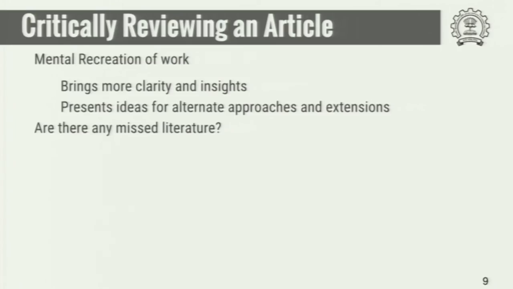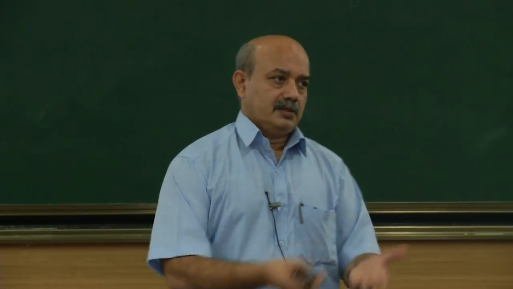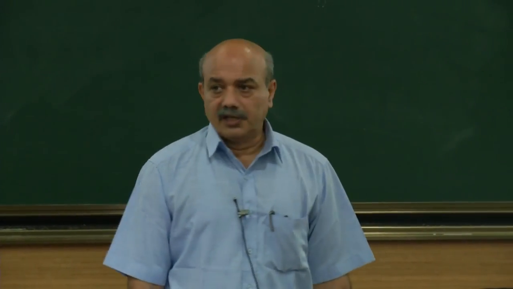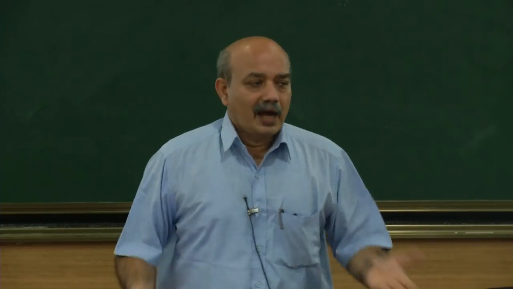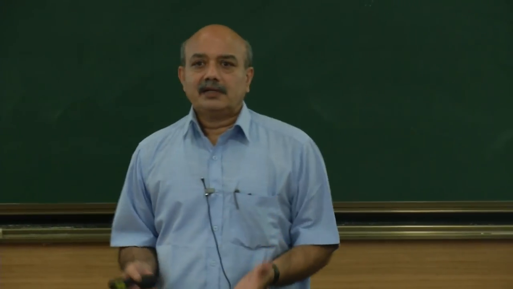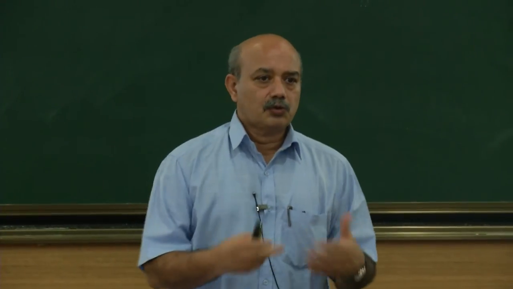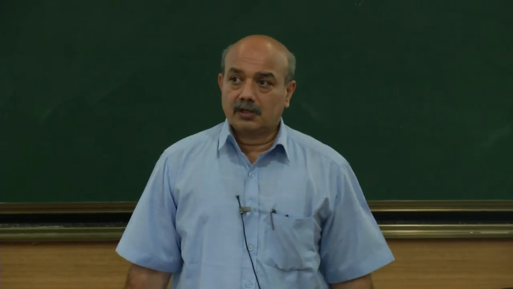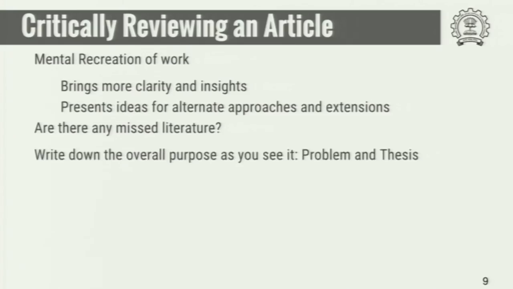you should look for, is there a missed literature? Quite often it happens that the body of knowledge has grown so large that one of the reasons we subject a work to peer review is that the peers collectively are reading the literature, and we hope that a similar work has not been done already. We hope to find that from these experts, these peers. So when you are reviewing a research paper or a thesis, you should see whether there is a missed literature, something that has already been done but not reported.